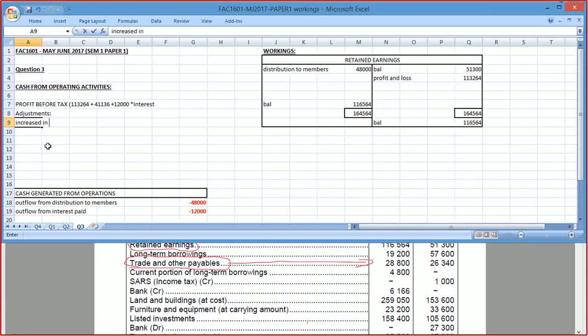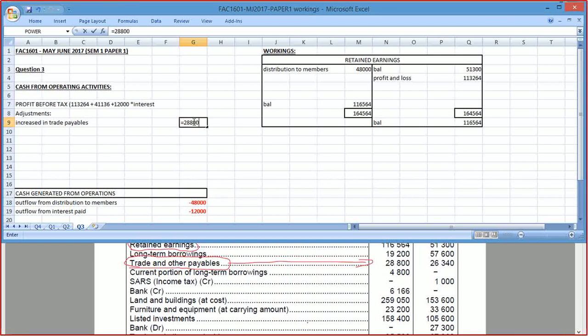Increased. Correct. So what does that lead to? An inflow and outflow? An outflow. No, but when do you pay your payables? You pay when they go down, right? So if I decrease my trade payables, that means I've paid. Yes. So if I increase, that means I received. It's the opposite. It's an inflow. Okay.